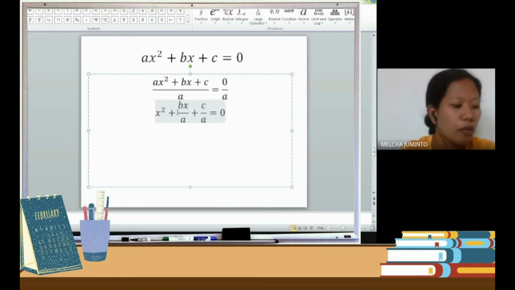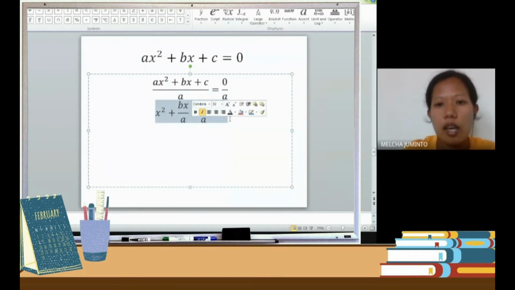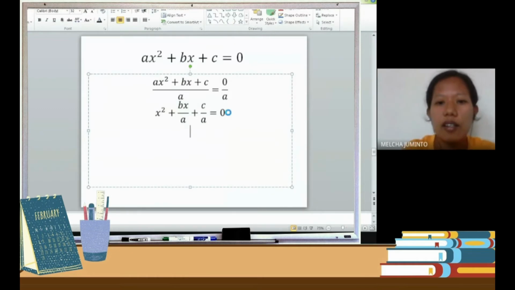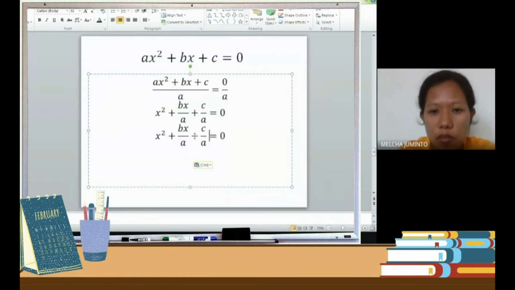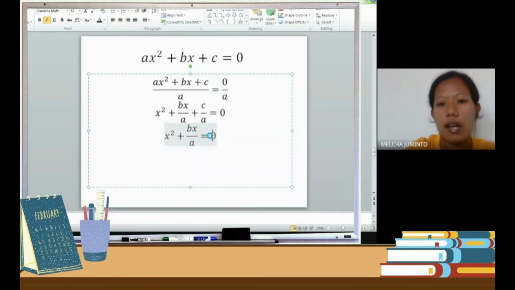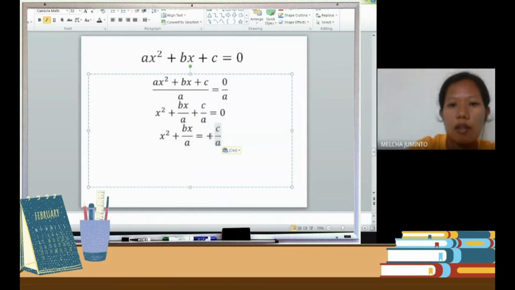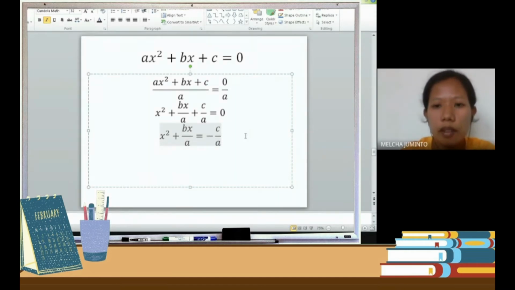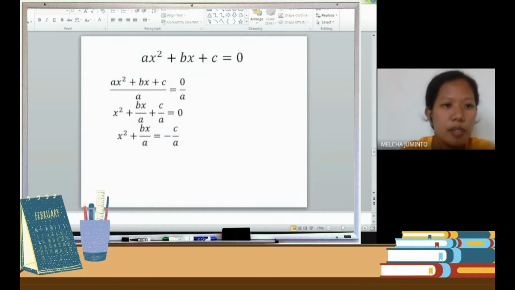Okay, next step. After dividing both sides by a, we will now transfer c over a. C over a will be transferred from the left side. It should be transferred to the right side. But the sign will obviously change from positive to negative. Okay, next step, we will now use the same step that we did in our previous example.